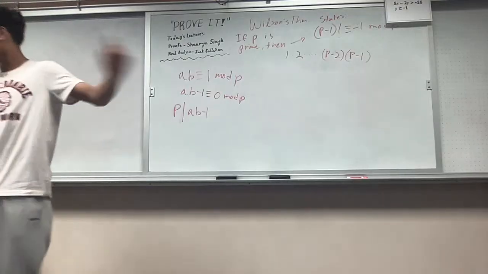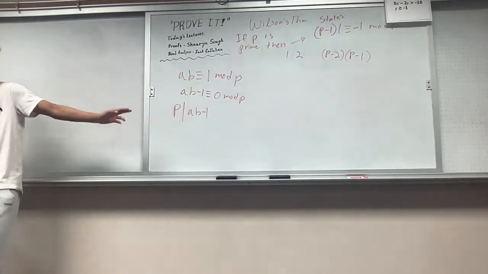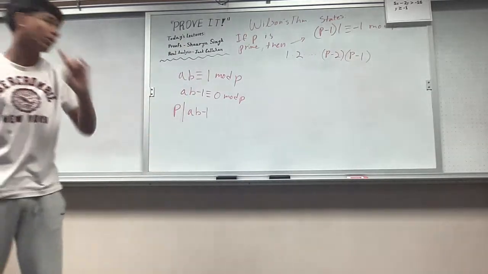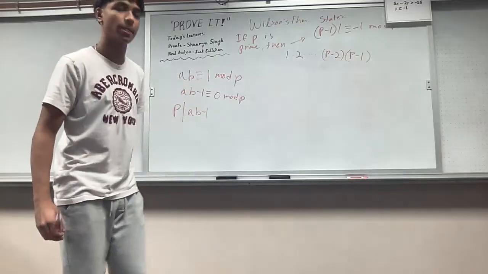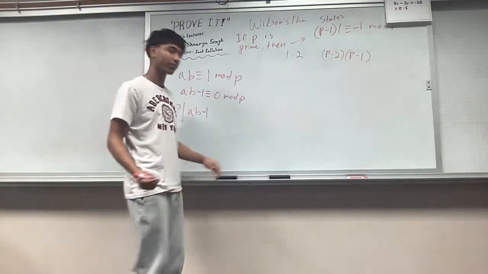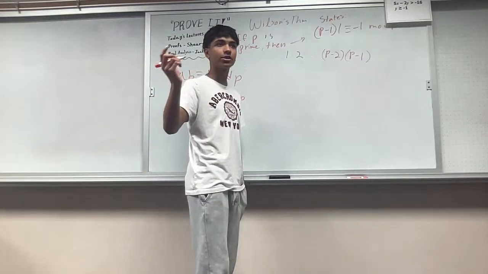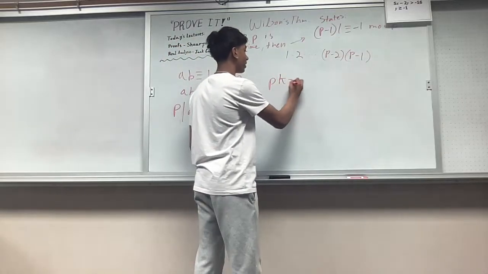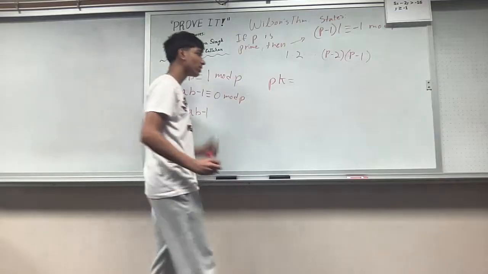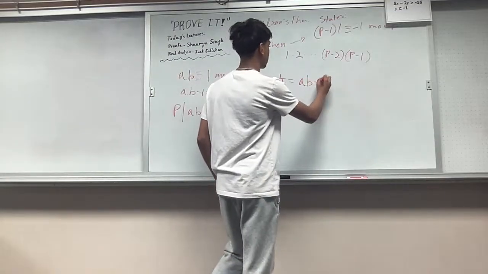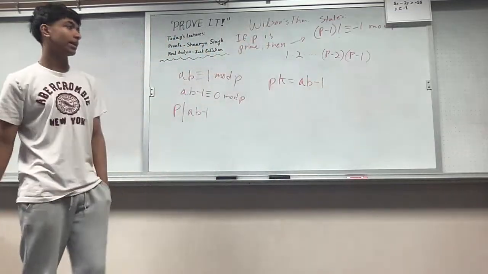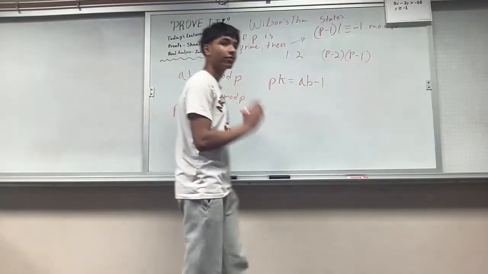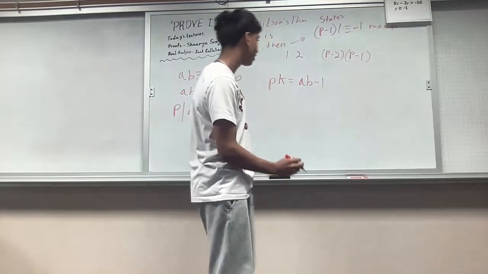Is everybody okay with this? Okay. When something divides something, let's go back to day 1. What can we write this as in equation form? There exists an integer K such that P times K is equal to AB minus 1. Now this part is super genius. I think it's so brilliant, because it refers back to something that we learned a long time ago.